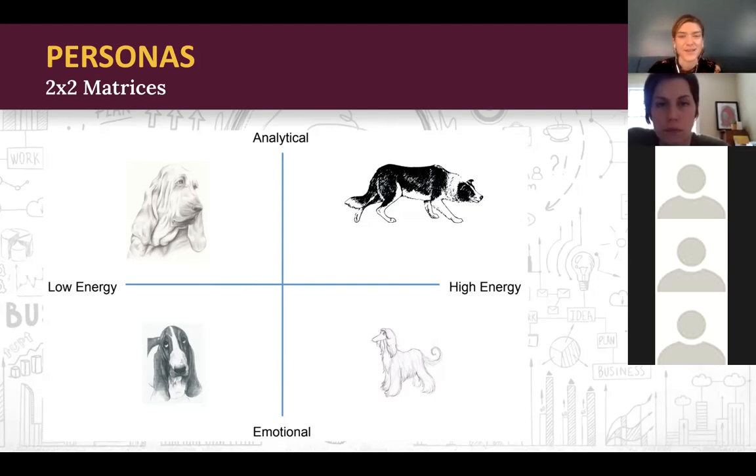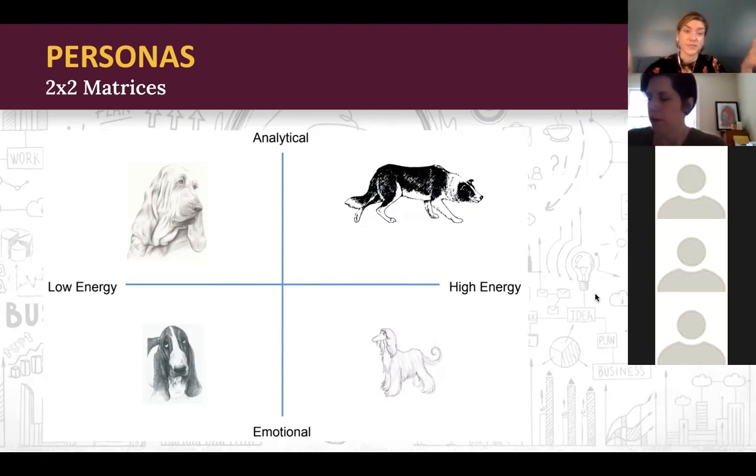So I'm actually not good with dog types, but in this upper left quadrant, you have analytical and low energy. And so what kind of persona fits in that section appropriately? And then on the right, you have the high energy analytical. What kind of persona fits in there? Bottom right, high energy emotional. Bottom left, low energy emotional. And this is sort of for you to decide what are the qualities that you want to play with. It just helps you think through before you make those personas, if you're having difficulty differentiating.